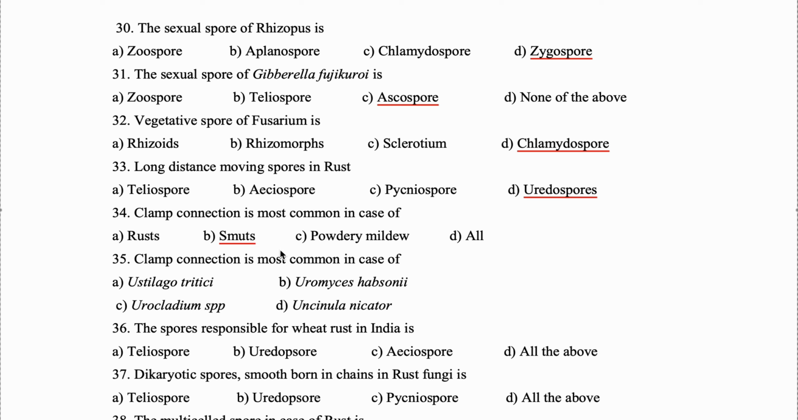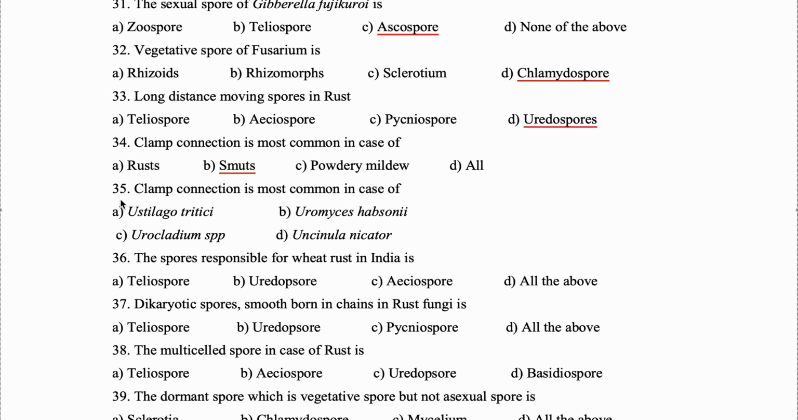So yes, anybody can be confused between why not rust, why smut. Because rust also belongs to Basidiomycota, right? And clamp connection is a characteristic feature of Basidiomycota. But if you see the difference between rust and smut, then you will understand, yes, both belong to Basidiomycota, but clamp connection is absent in rust fungi, but present in smut. Try to remember that. Question 35. Clamp connection is most common in case of Eustylago tritici, which is a smut fungus.